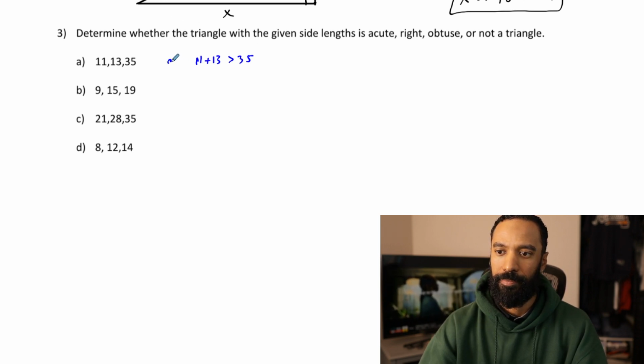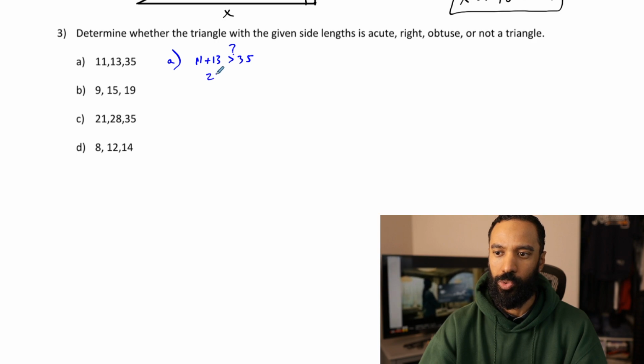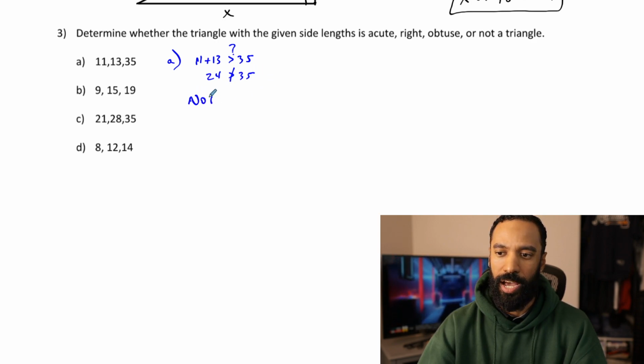So part A. Does 11 plus 13 exceed 35? Well, 11 plus 13 is 24. 24 is not greater than 35. On part A, that is not a triangle.